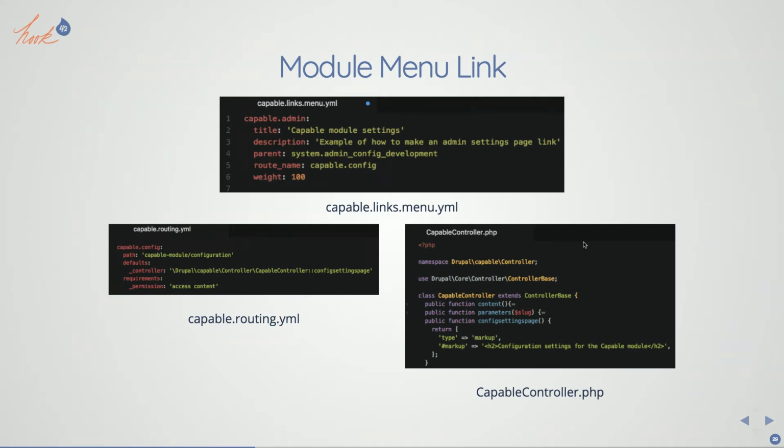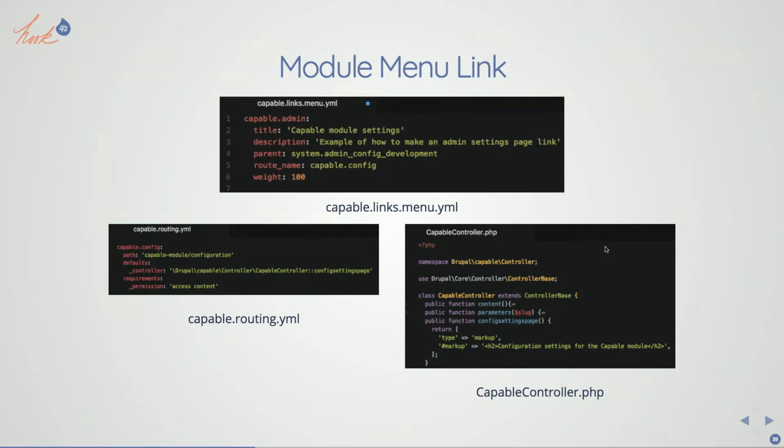So we're going to make that capable.links.menu.yaml file. We're going to give it a title, just some text. In this case, because we're leveraging module menu links, we have to give it that parent, and we're going to give it a route name, which is in the routing file. That's the route name we gave it of capable.config. And we're going to give it a weight for where it lives on the page. In the routing file, we've named it capable.config so that capable.links.menu can find that route, and then we give it a path. So the link on the page will go to that path.